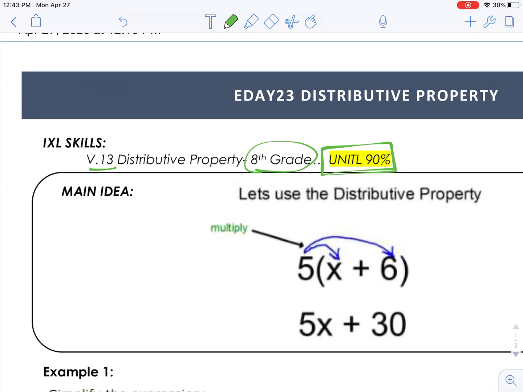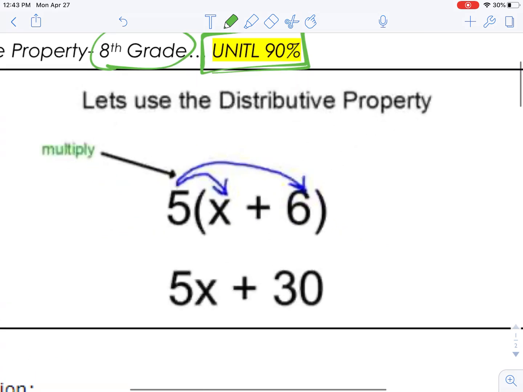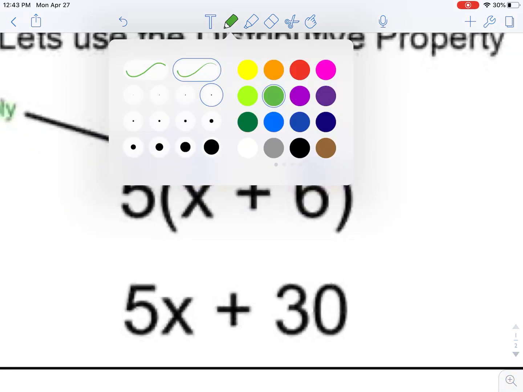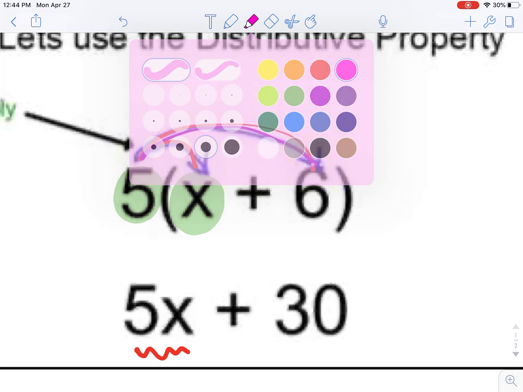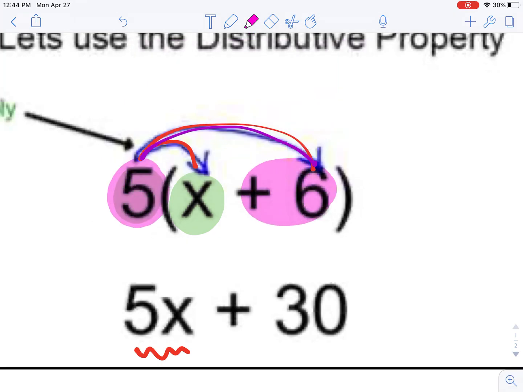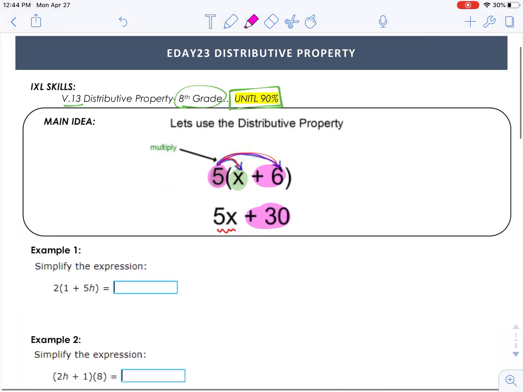I'm going to have you stop at 90%. Around 90% they added a lot of decimals, so I was going to have you just stop before you got decimals. You're just going to be multiplying. In this problem here, we do 5 times x, which is 5x. And then we have 5 times our positive 6, which is a positive 30.